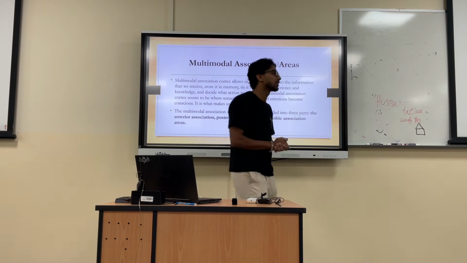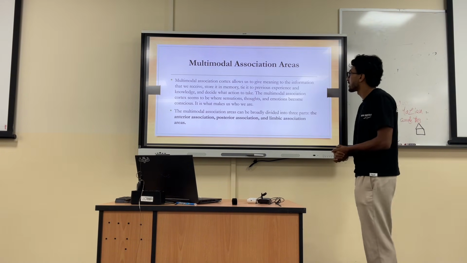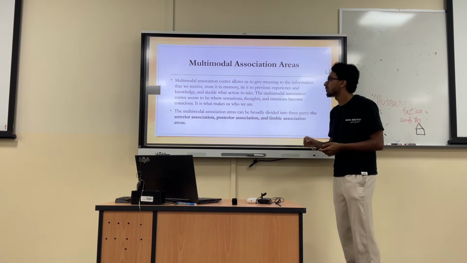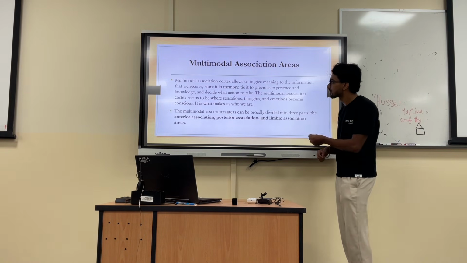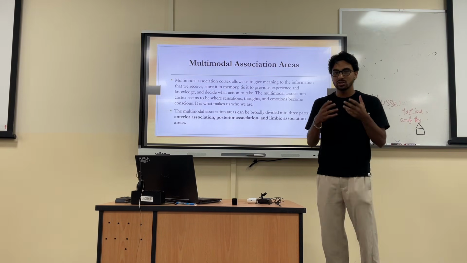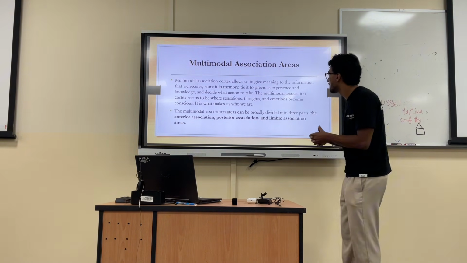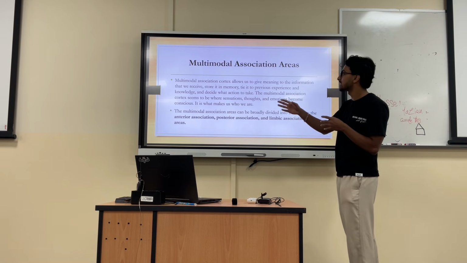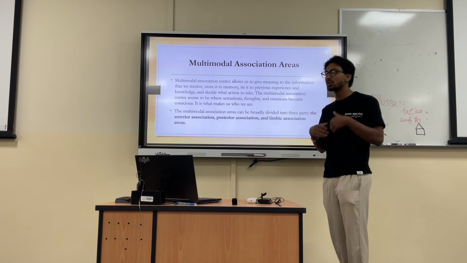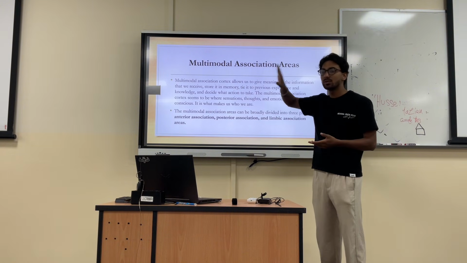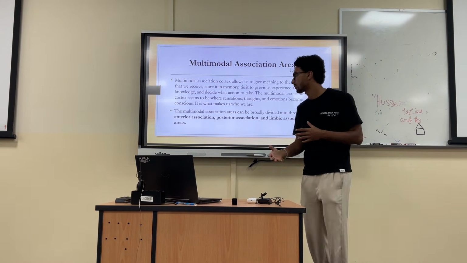Okay, now we're coming to the multimodal association areas. The multimodal association areas allow us to give meaning to the information that we receive, store it in memory, tie it to previous experiences and knowledge, and decide what action to take. It's basically the integration of the whole brain coming together. The multimodal association cortex seems to be where sensations, thoughts, and emotions become conscious to make us who we are. Without this, there would be absolutely no coordination between the different parts of the brain that we just talked about.